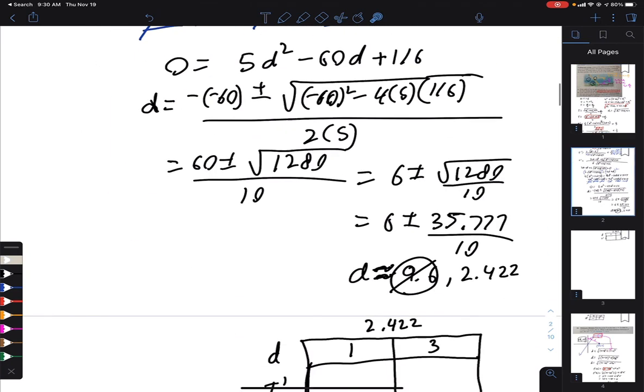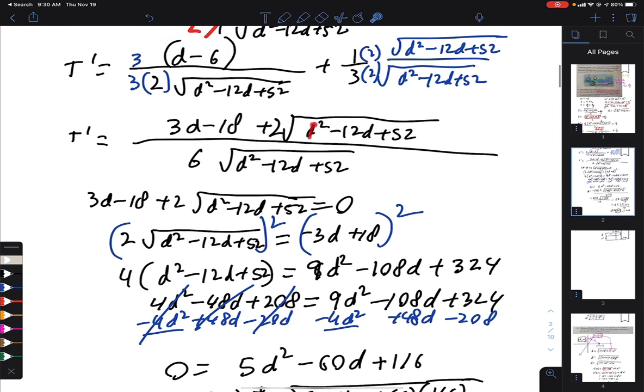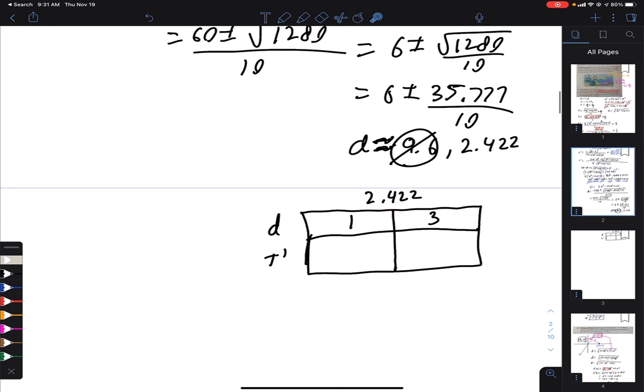But what are we plugging in? 1. So 1 minus 12, that's going to be negative 11 plus 52. 52 minus 11 is 41. Square root of 41, 7 squared is 49. So 7 times 2 is 14. It's going to be negative. So we know it's negative.